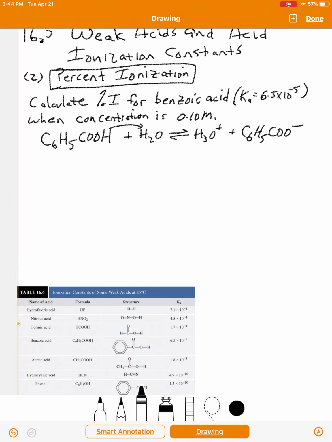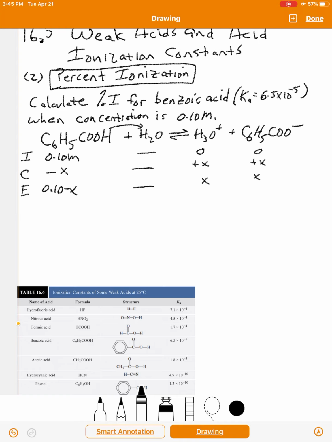Okay, the initial concentration of benzoic acid is 0.1 molar. Water we don't worry about. These are initially 0. Again, Q is equal to 0, so the reaction goes toward the products to the right. So minus X, and plus X. And then at equilibrium, 0.10 minus X, X and X.